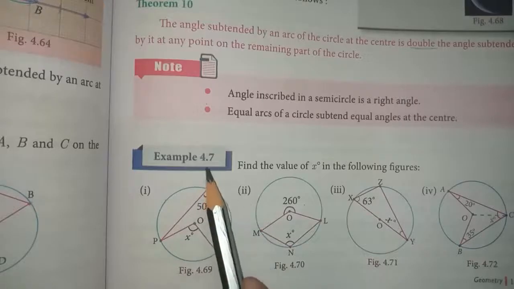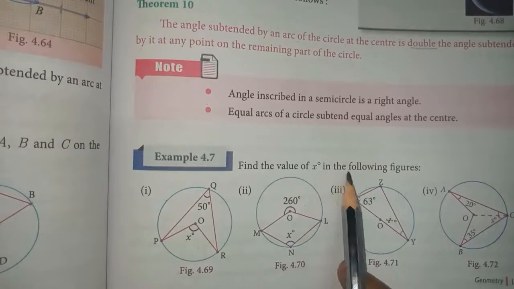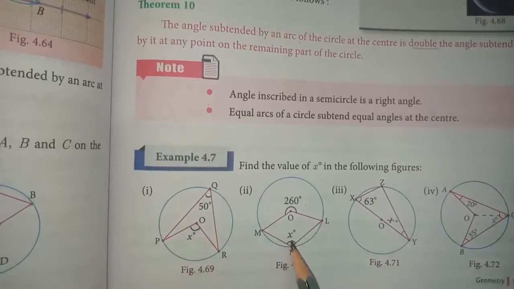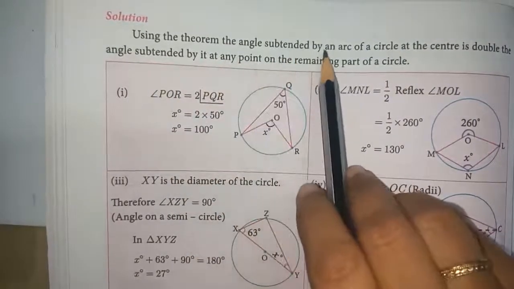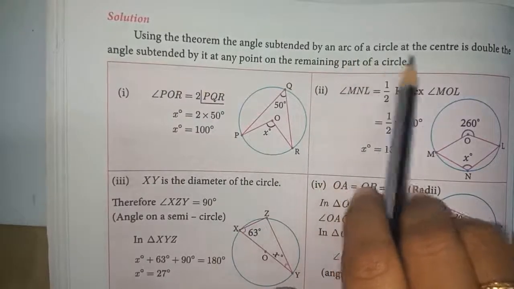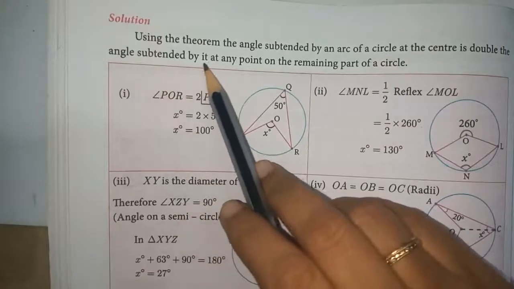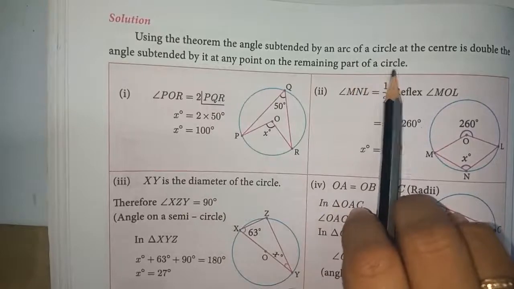Example 4.7, which is on page number 167. Find the value of x degree in the following figures. So these are the respective figures. You have to find the value of x degrees in each figure. So let us see one by one. Solution: using the theorem, the angle subtended by an arc of a circle at the center is double the angle subtended by it at any point on the remaining part of the circle.